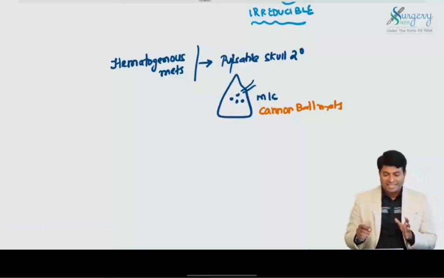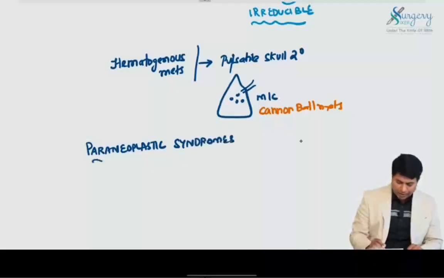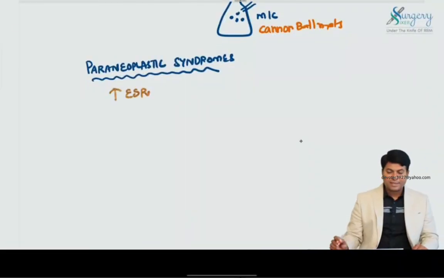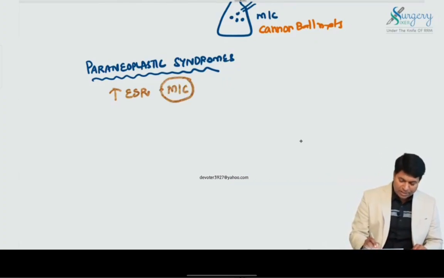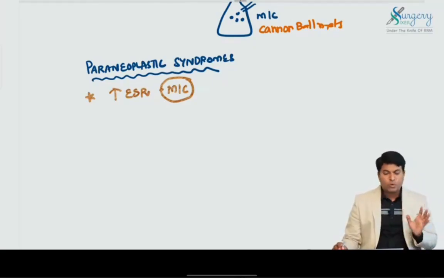And apart from this, non-metastatic syndromes are seen. They are known as paraneoplastic syndromes. Paraneoplastic syndromes are very common in RCC. The features are elevated ESR; increased ESR is the most common feature seen in RCC. This question has been asked more than 100 times in PGME super specialty exams. So please don't forget, the most common paraneoplastic feature of RCC is increased ESR.